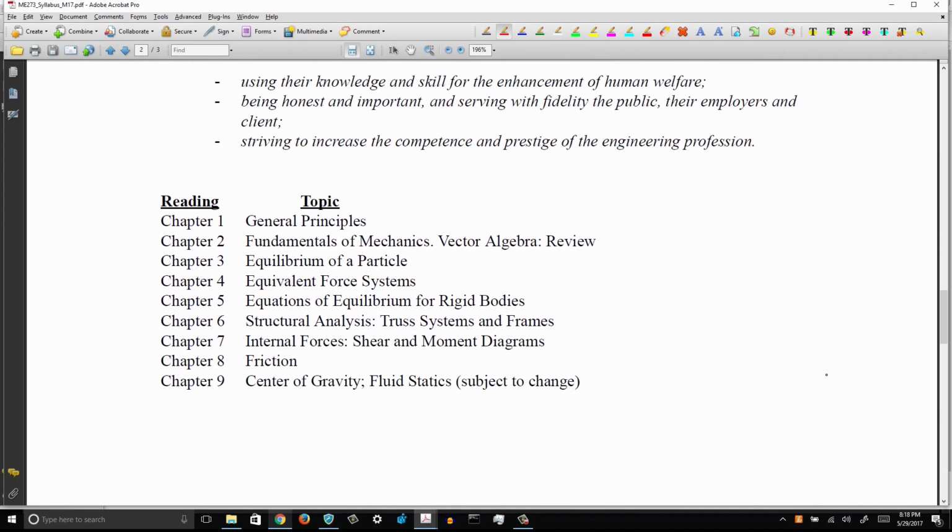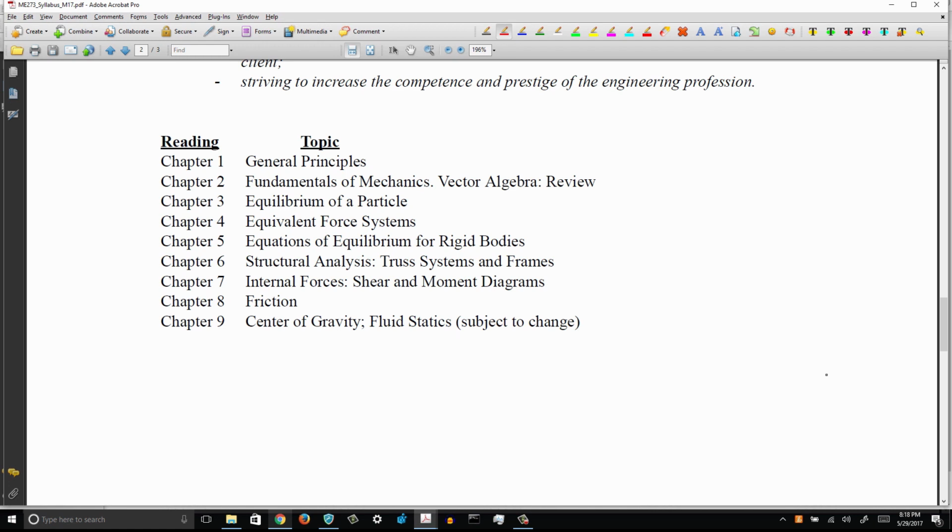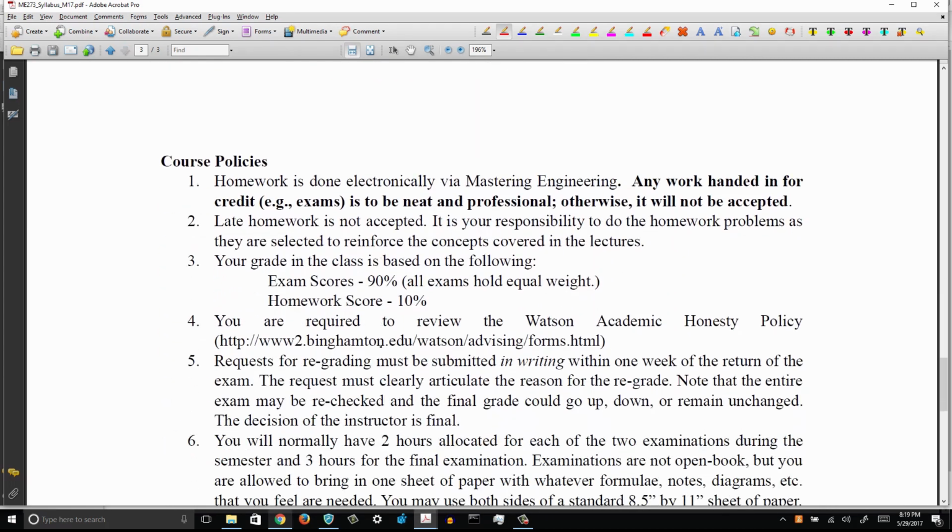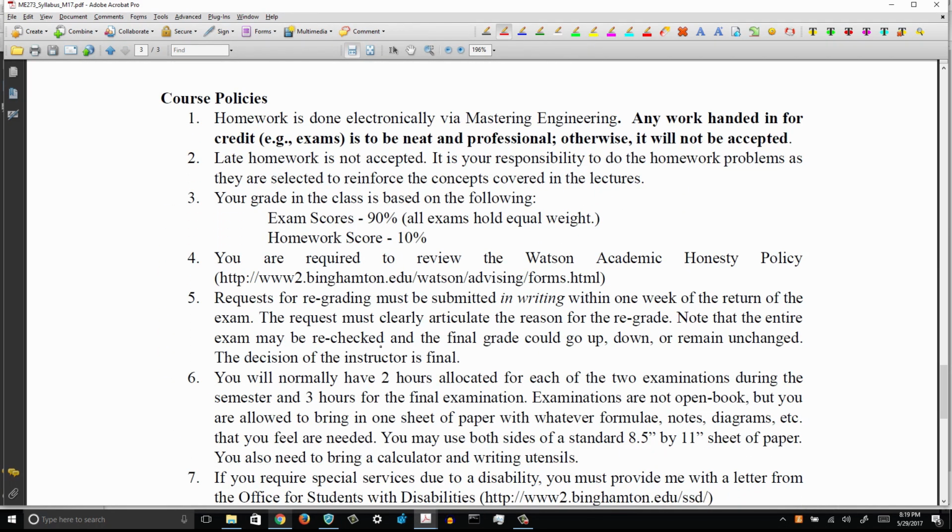Here are the reading topics. We cover general principles, vector algebra review, fundamentals of mechanics, equilibrium of a particle, equivalent force systems, equations of equilibrium for rigid bodies, structural analysis of trusses and frames, internal forces, shear and moment diagrams, friction, and we're not going to cover fluid statics, but we will cover center of gravity. Like I said, homework is done electronically via Mastering Engineering.